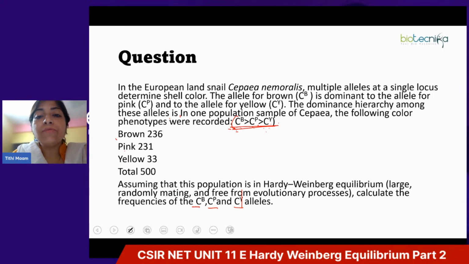In fact, in the last session that we had on YouTube, I showed you one such example, right? That was asked in the previous year CSIR exam regarding ABO blood group. So using the same concept, you have to solve it. I put this question intentionally so that you get practice of how to solve for multiple alleles. Yes, there is no option. You have to tell me what values of CB, CP, and CY you are getting.